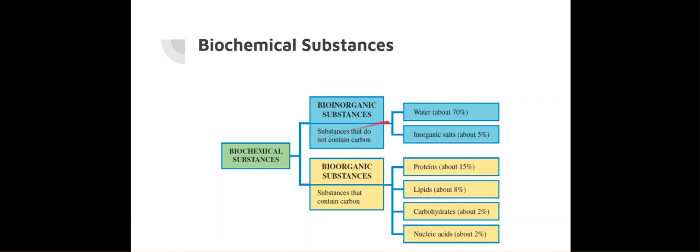So you can see here that about 70% is inorganic, is just water. About 5% are inorganic salts. About 15% are proteins. 8% are lipids. We'll be talking about these in the upcoming weeks. Carbohydrates is about 2%. Nucleic acids about 2%.